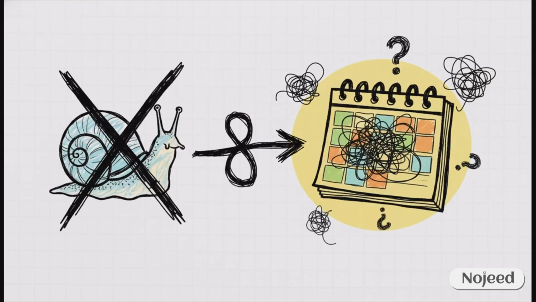Well, here's the twist. Most of the time, the problem isn't that your code is slow. The real culprit is when your code runs. It's all about scheduling. And that's the mystery we're going to unravel today.